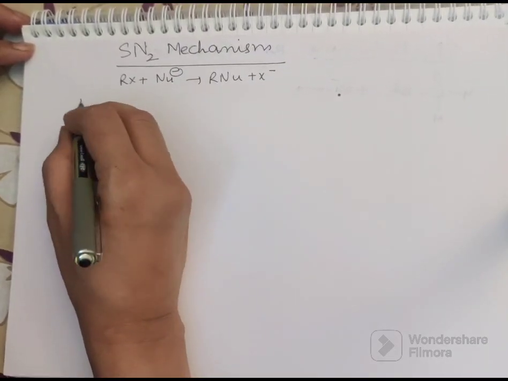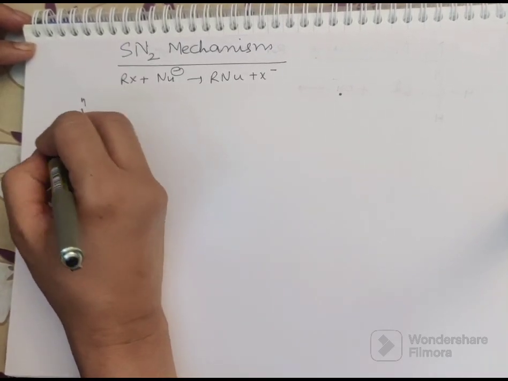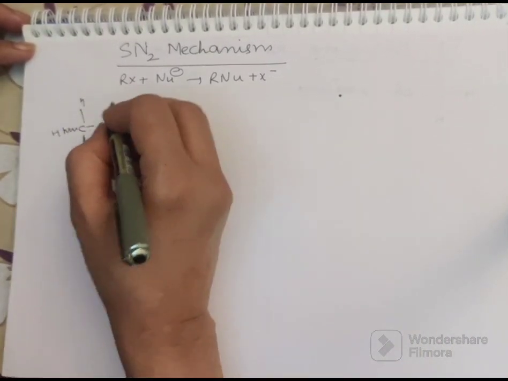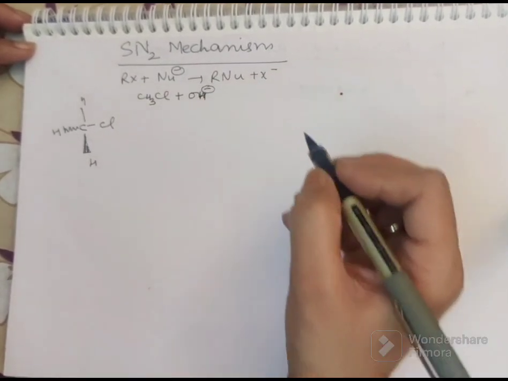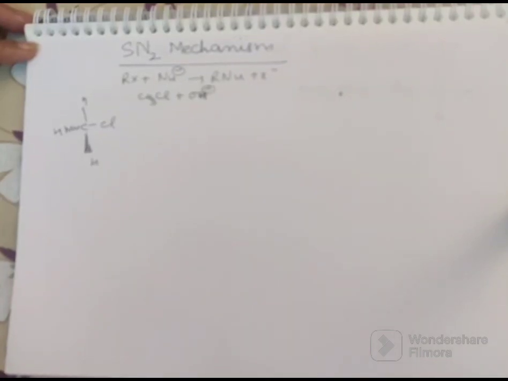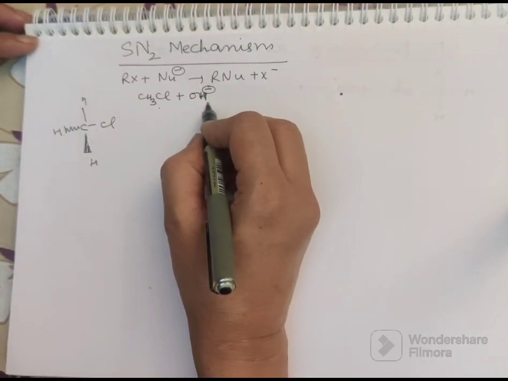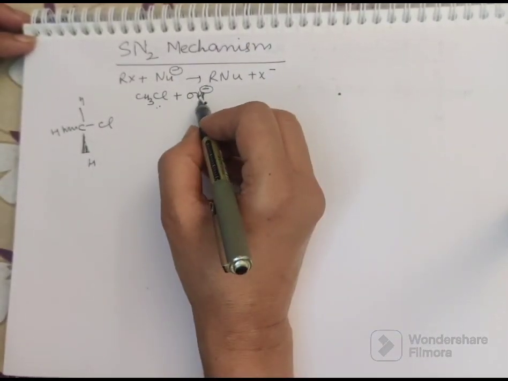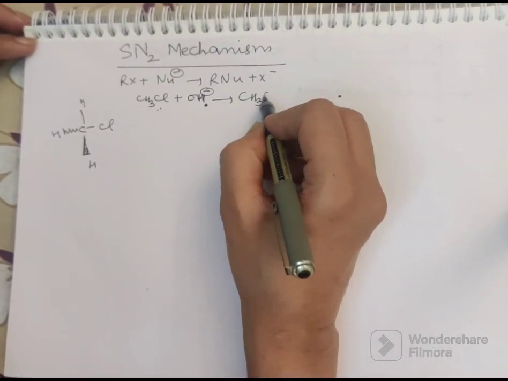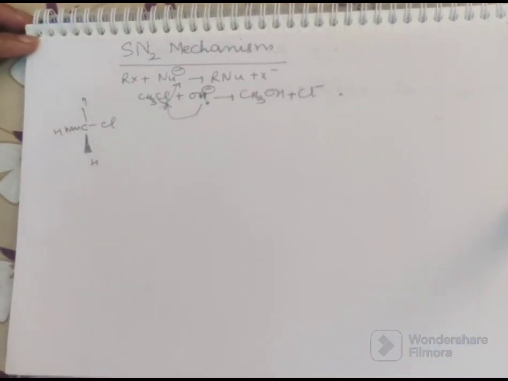Suppose I have this compound, CH3Cl. The reaction is methyl chloride reacting with NaOH. We discussed in the previous class that NaOH is a reagent which gives OH minus ion. So if CH3Cl is reacting with NaOH, give the mechanism involved. It means you are supposed to give that methyl chloride is being attacked by OH minus. You will get methanol because nucleophilic substitution reaction will take place and Cl minus will be released.